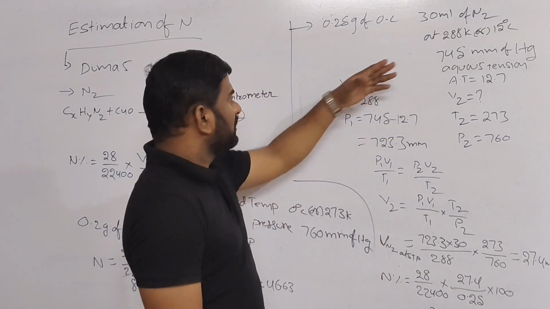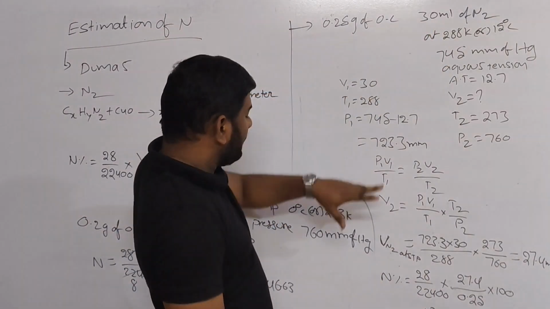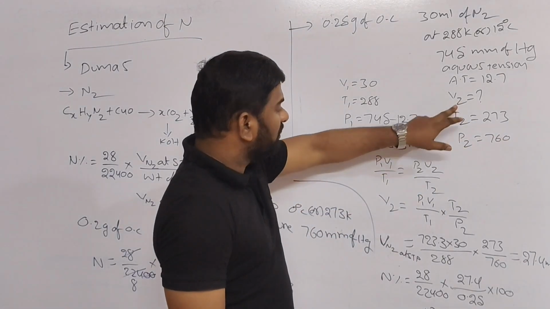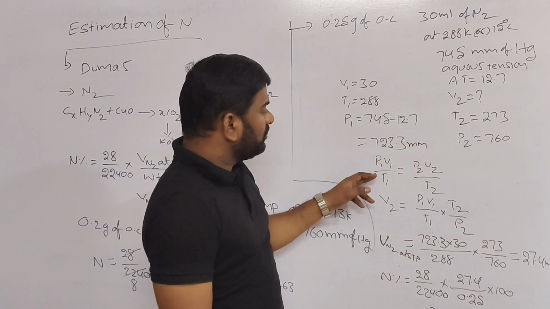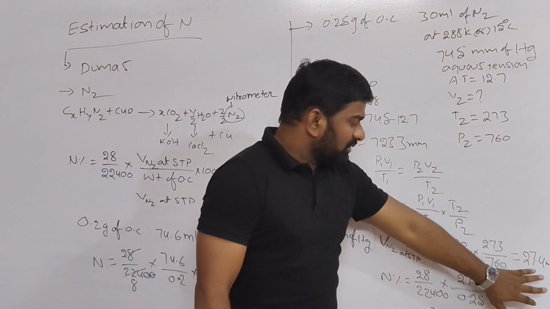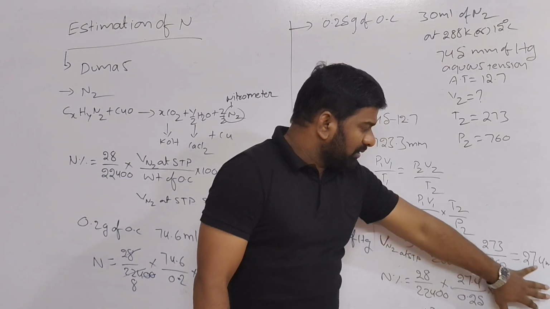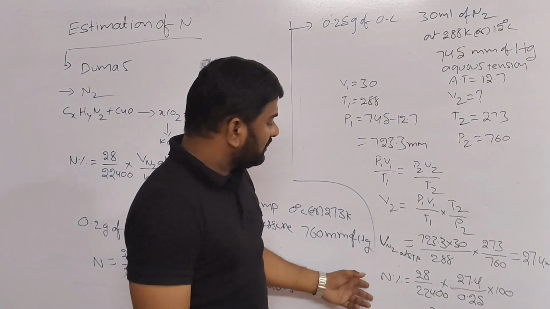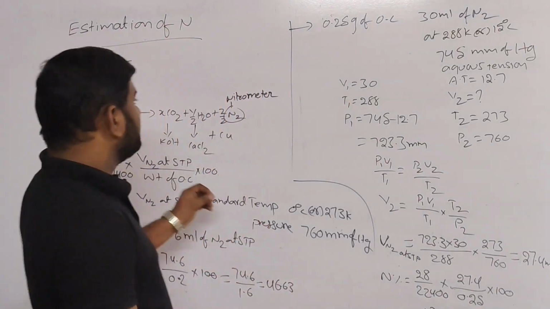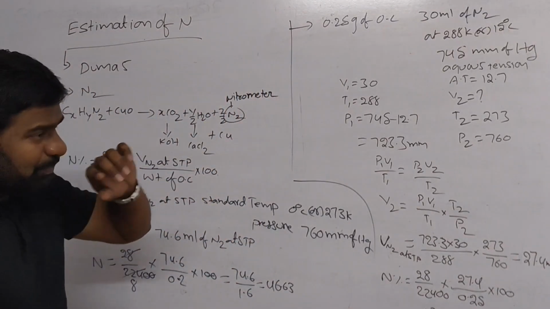How can we convert? Suppose these values are initial values and STP values are final values. What is the volume of N2 at STP? You can calculate it by using this equation. That volume of N2 at STP is 27.4. Later, if you substitute in the formula, you directly get the nitrogen percentage. This is the Dumas method.